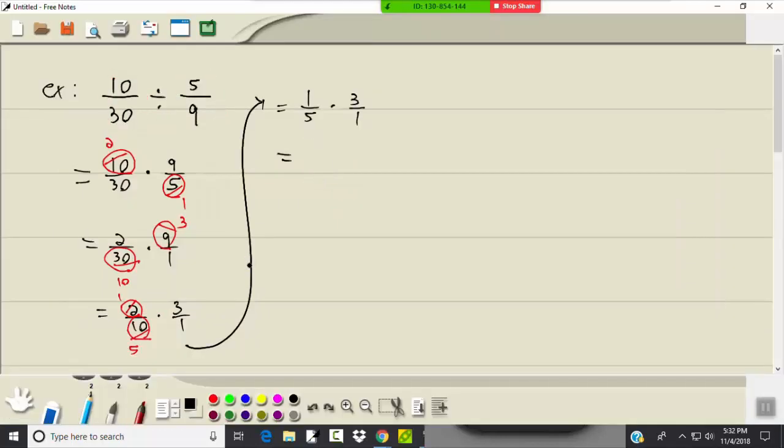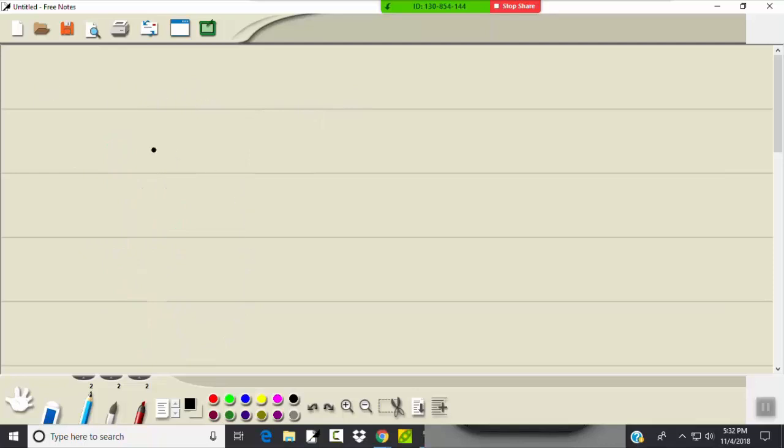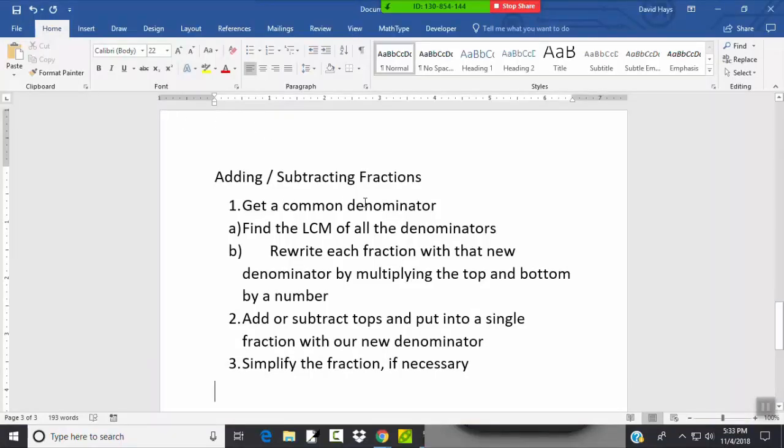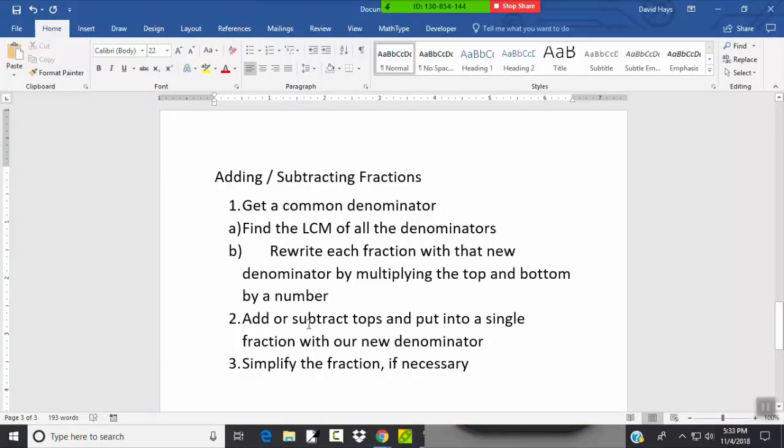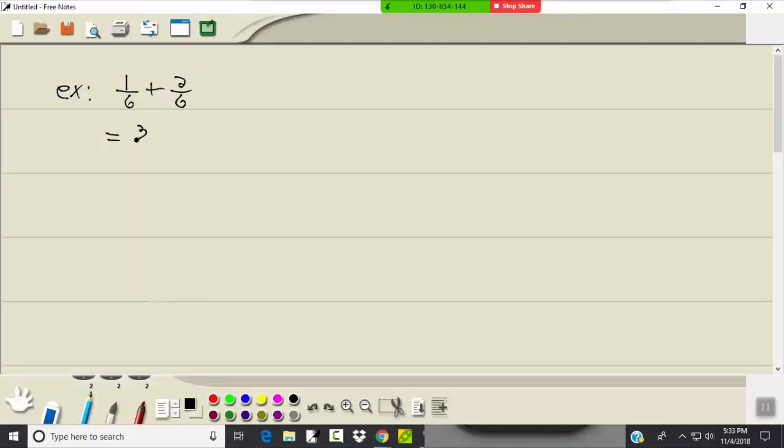Okay, let me clear this off. And let's say I've got 1/6 plus 2/6. Now you might be tempted to go ahead and reduce the 2/6 to 1/3, but our goal is to get a common denominator. So step one, get a common denominator. They already have a common denominator, so that works out good. Step two, add or subtract tops and put it into a single fraction with their new denominator. So 1 plus 2 is 3, so we've got 3 over 6.